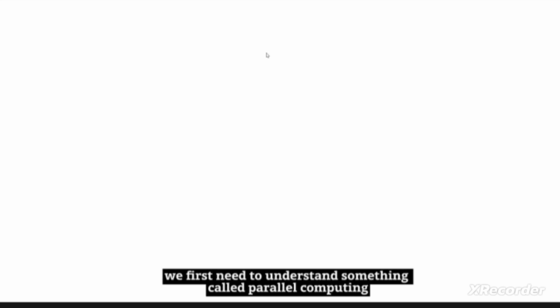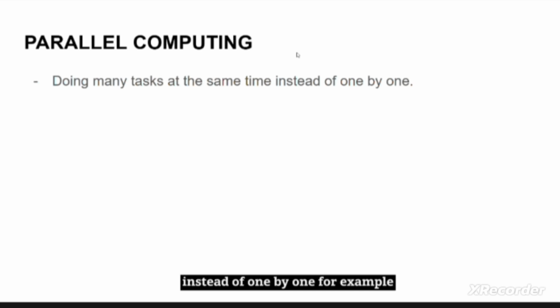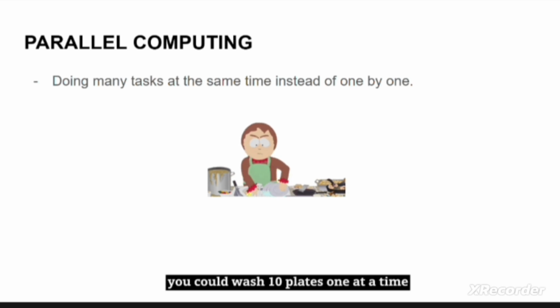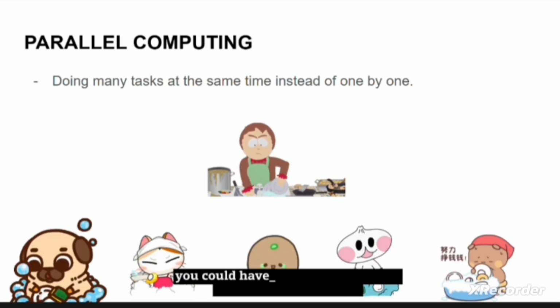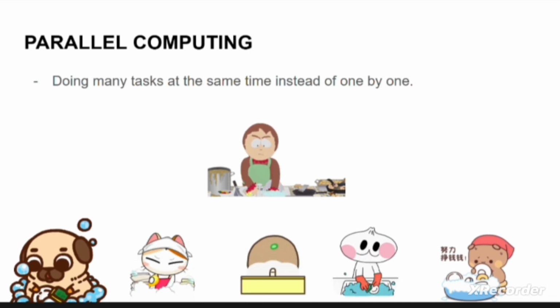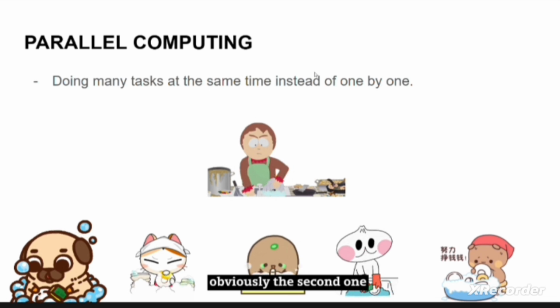Before we talk about speed up, we first need to understand something called parallel computing. Parallel computing means doing many tasks at the same time instead of one by one. For example, imagine washing dishes. You could wash 10 plates one at a time, or you could have 5 people washing plates at the same time. Which is faster? Obviously the second one.